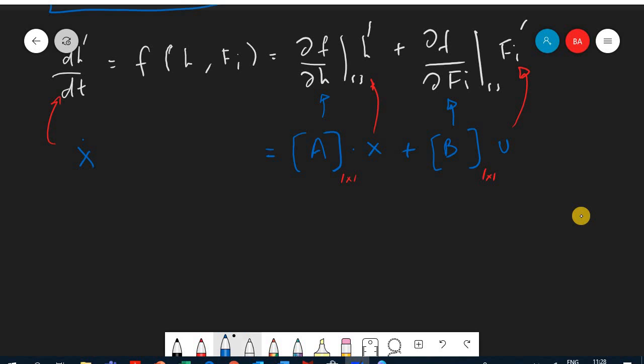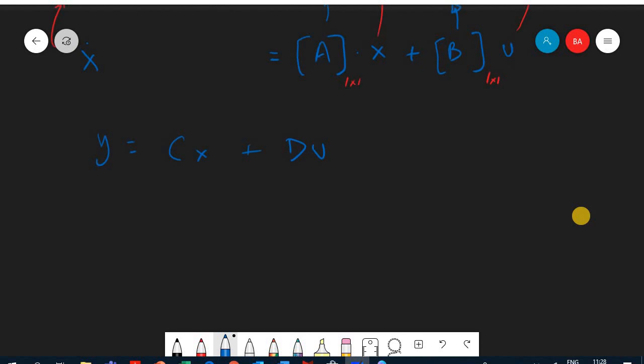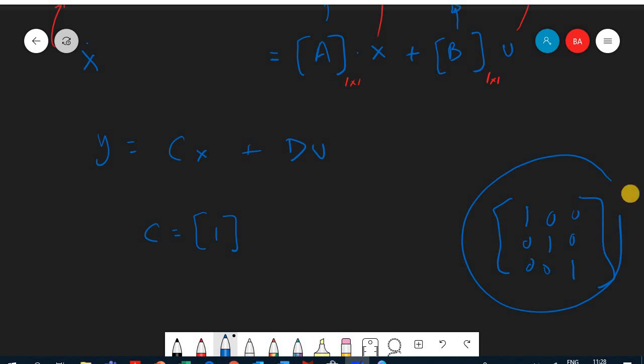Going to C and D, if I write my solution, y is equal to Cx plus Du. In this case, my C is equal to the dimension of A. A is 1 by 1, so my identity matrix is just 1. If you recall, the identity matrix puts all the 1s on the diagonal. But if it's 1 by 1, I'm going to select only that part. If it's 2 by 2, I'm going to select that. If it's 3 by 3, I'm going to select that. Okay, so it's 1 by 1.